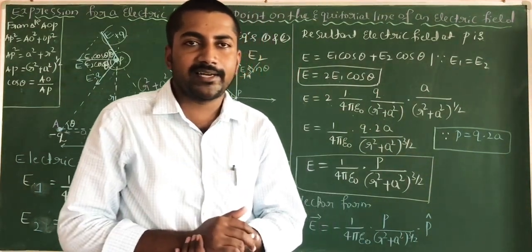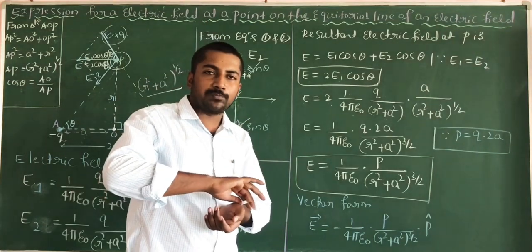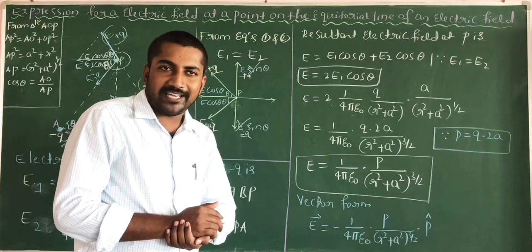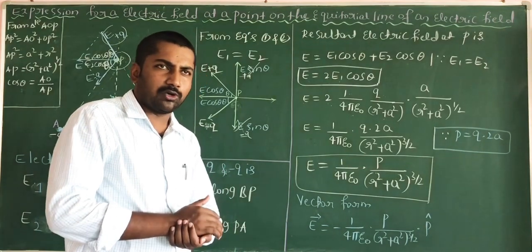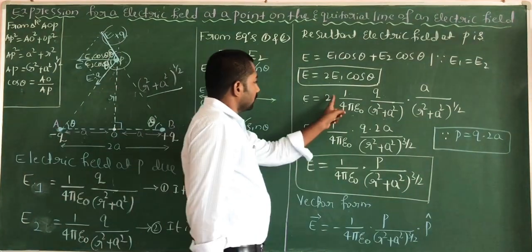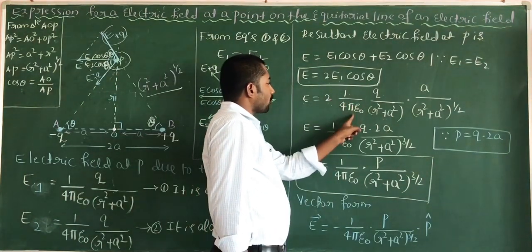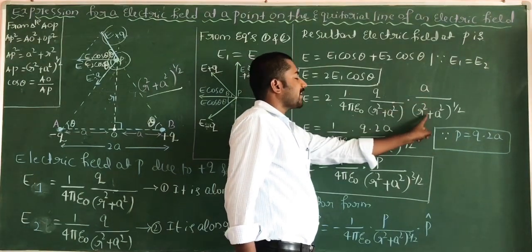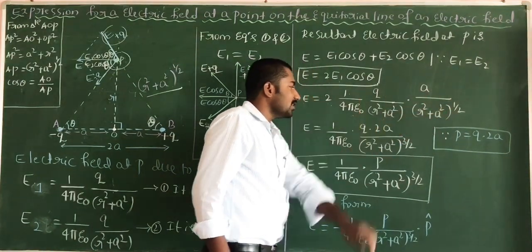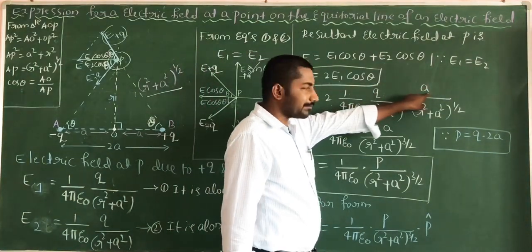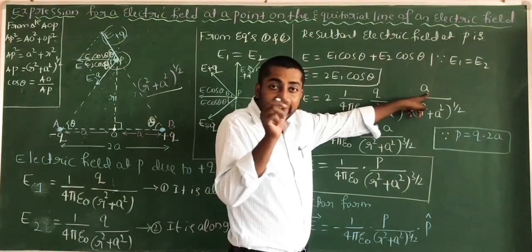But you know the dipole moment formula. Dipole moment is the product of the strength of either pole and the dipole length. That is, P is equal to Q into 2A, or P is equal to Q into 2L, or P is equal to Q into 2R. Here, 2 into 1 divided by 4 pi epsilon Q divided by R square plus A square into A divided by R square plus A square whole to the power of 1 by 2. Here 2 into Q into A is in the form of dipole moment.